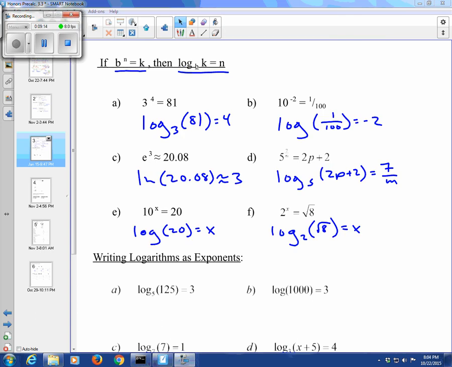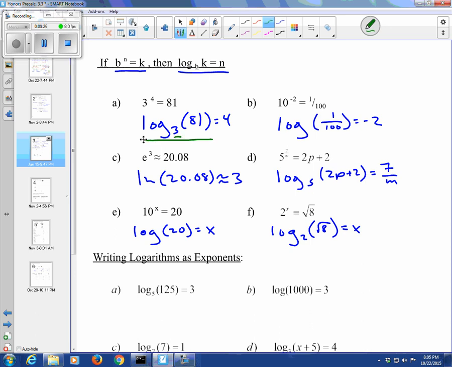Okay, so right here we can go through and just rewrite all these exponential expressions as logarithms. Some of them we can evaluate and think about just as they are. Right here, log base 3 of 81 is asking me what do I have to raise 3 to in order to get 81, and that's going to be the exponent of 4, right?